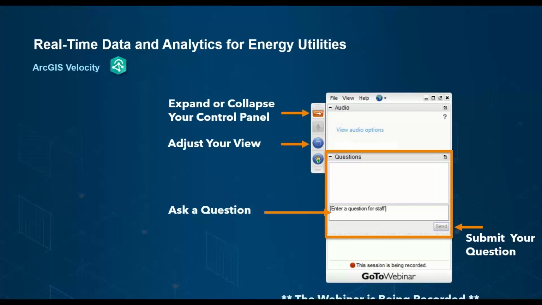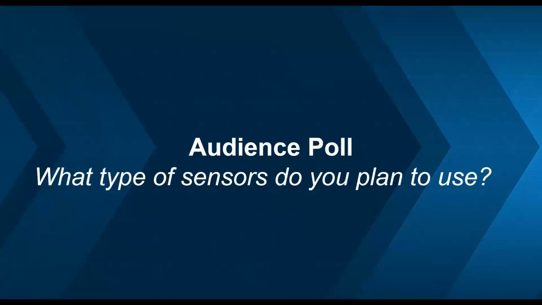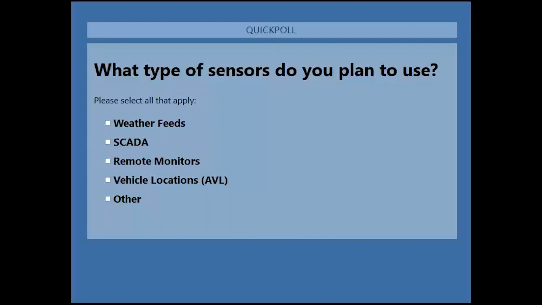Well, thanks, Kyle. Clearly, real-time information holds a lot of value, but that value is different for each of us. So I'd like to run a quick poll here. How would you like to use real-time sensors and data in your work? How do you plan to use those? Would that be SCADA or some form of remote monitor, maybe weather feeds as Kyle suggested, AVL, or something else?